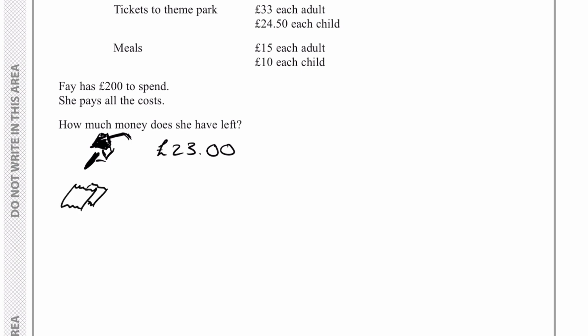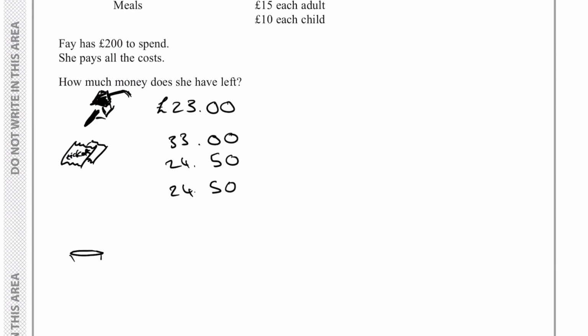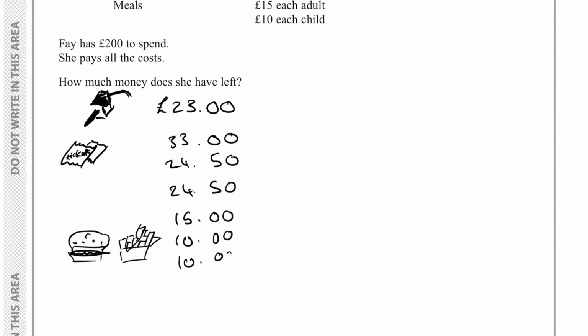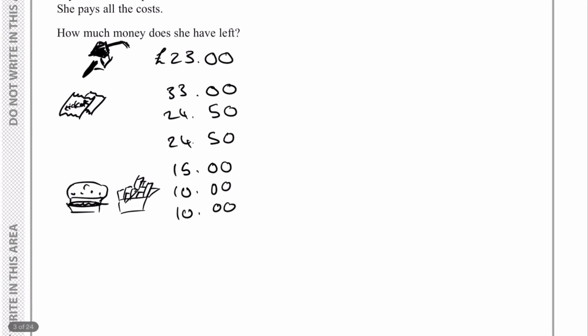Then, to enter the theme park, it's going to cost you £33 for your ticket and £24.50 each for your nephew and niece. But wait, while you're having all that fun, you need to eat. It takes a lot of energy to enjoy a theme park. So, for yourself, the meal will cost £15 and it will be £10 each for your nephew and niece. You've saved up £200 from work for this trip. Let's see how much you'll have left over after covering all the costs.